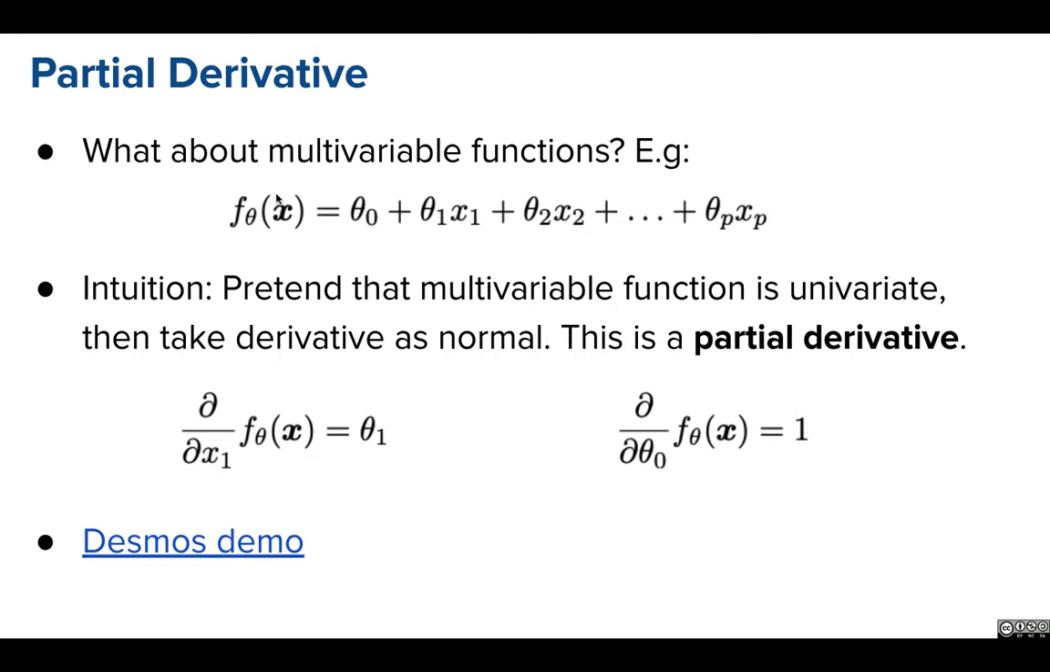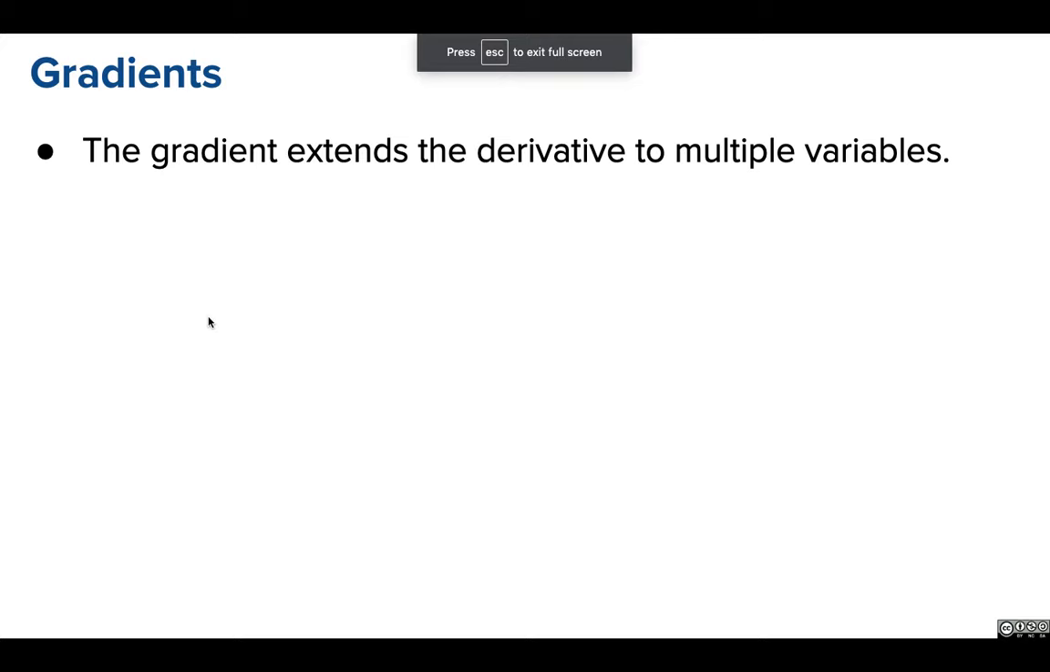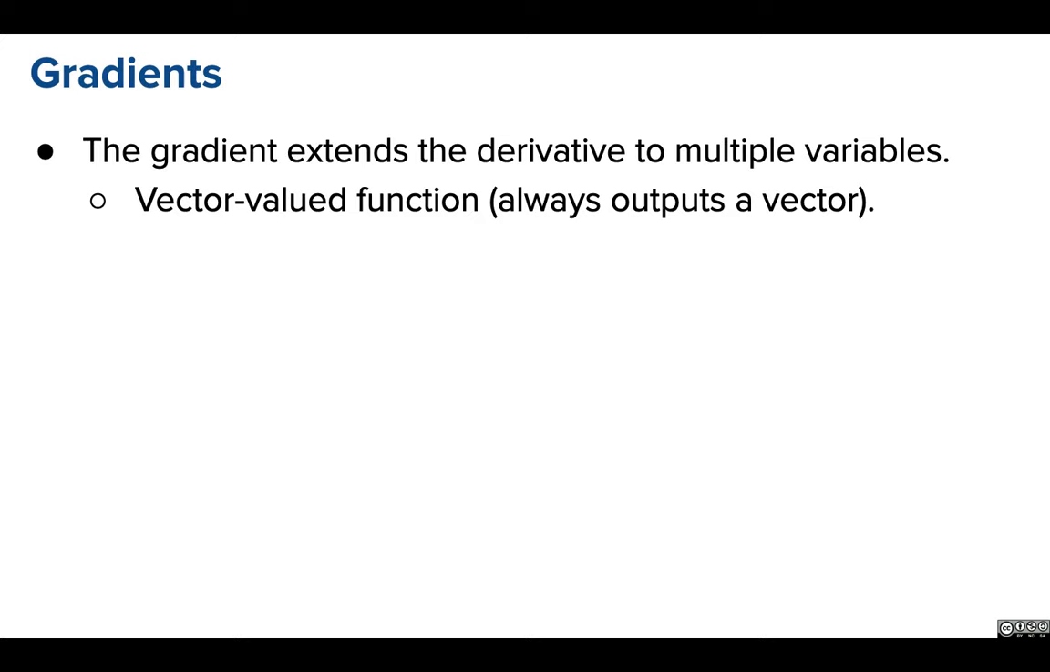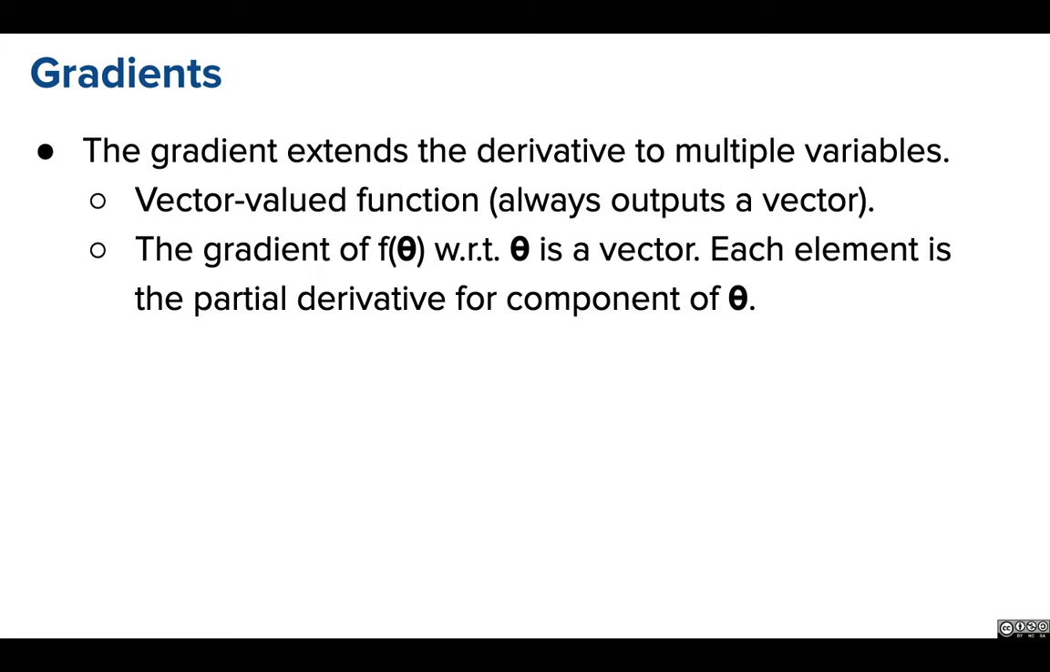And so the gradient is like the multidimensional version of the derivative. The gradient is a vector-valued function, which means it always outputs a vector. If we have a function f that depends on parameters theta, and here I've bolded theta to say that it's a vector, we can take the gradient of f with respect to theta, which is a vector of values.